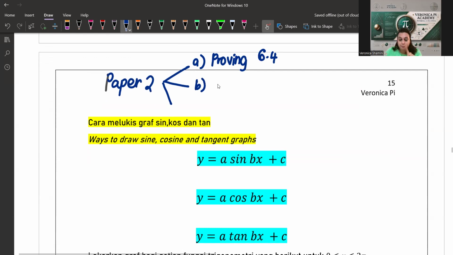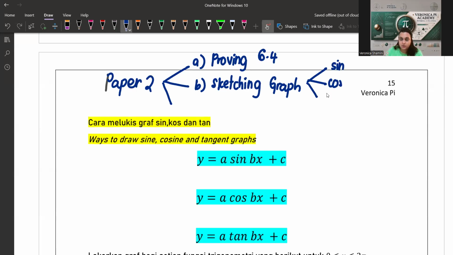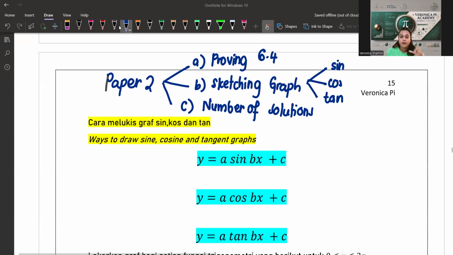So the part B, the soalan will ask you to do sketching, melakar graph. Sketching the graph. And selalunya graph yang kita kena sketch is sine, cos, or maybe tangent. Okay. Then part C is they will ask you to find number of solutions. Berapa bilangan penyelesaian.